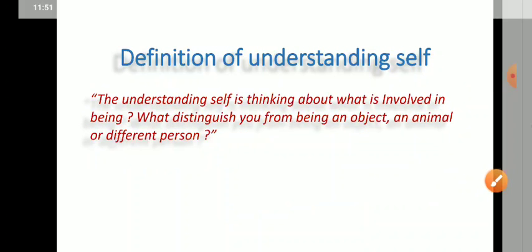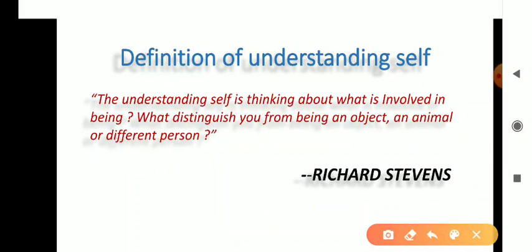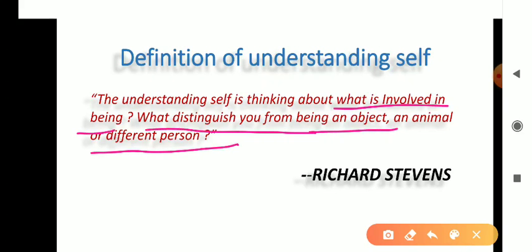The next definition was given by Richard Stevens. The understanding self is thinking about what is involved in being a human being, what distinguishes you from an object or an animal, and how you differ from other people. This is the definition given by Richard Stevens.